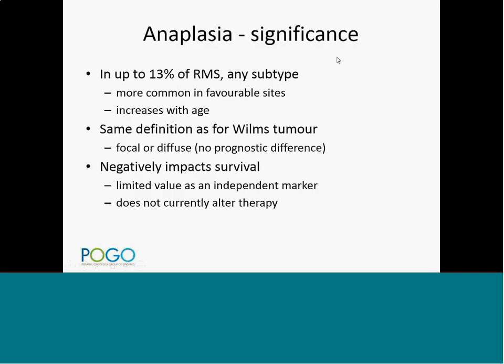Those asks and gives us a summary of the significance of anaplasia in rhabdomyosarcoma. It's seen in between 15% of rhabdomyosarcoma. It can be essentially any subtype. It's not just limited to the embryonal rhabdomyosarcomas. It tends to be more common in the favourable sites. That inherently doesn't make sense, but that's what's been found. And it increases with age, so older children tend to have an increased risk of anaplasia in their tumours.